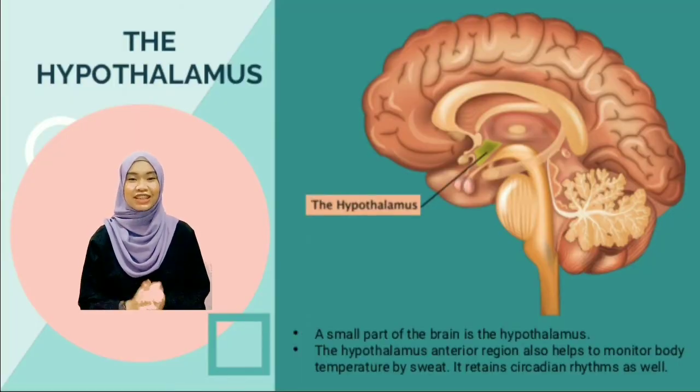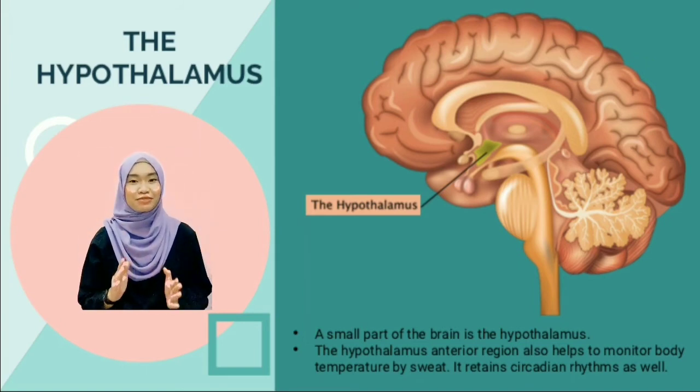Let's move on to the next subtopic, which is the hypothalamus. For your information, the hypothalamus is a small part of the brain. It is situated near the pituitary gland at the base of the brain. Even though it is just a small part of the brain, it plays several important roles.